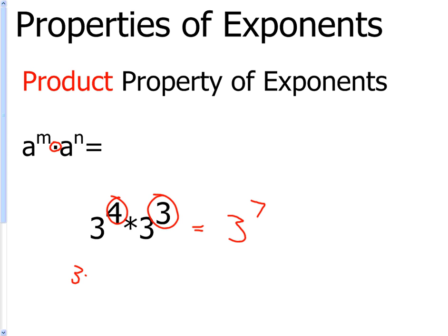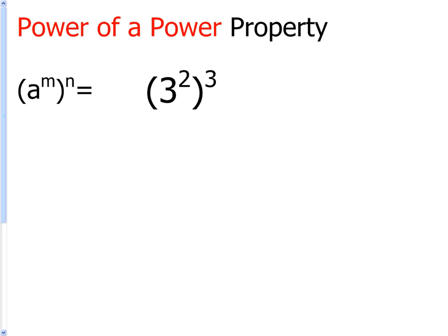3 to the 4th means 3 times 3 times 3 times 3. Would you agree with that? And 3 to the 3rd means 3 times 3 times 3. And this was a times problem, so I can put a times in between them. Can you see why it's 3 to the 7th? You've got a whole bunch of 3s: 1, 2, 3, 4, 5, 6, 7 3s, so 3 to the 7th. It makes sense. So if I was going to do this with variables, it would be a to the what? m plus n. All right, good. Come on to the next one.